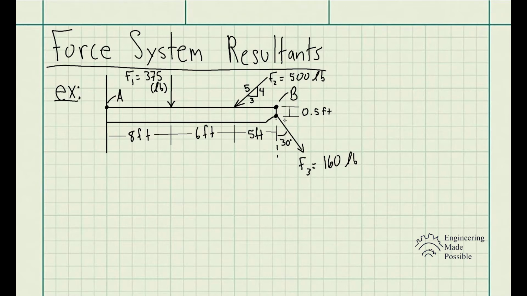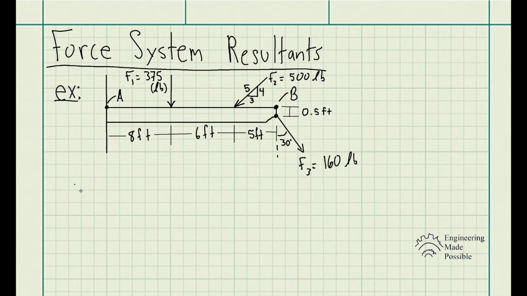So now we see that the moments are going to be with respect to point B. So we solve what moment will the force F1 cause about point B? What moment will the force 2 cause along point B as well as the force 3 here? So let's go ahead and solve for the first one, F1.